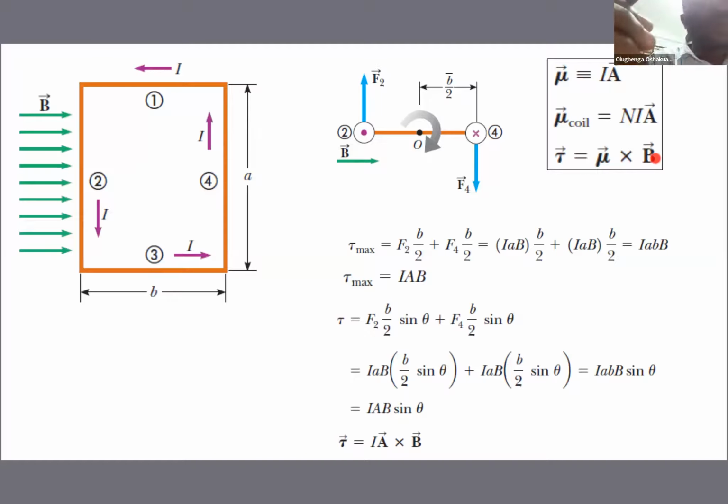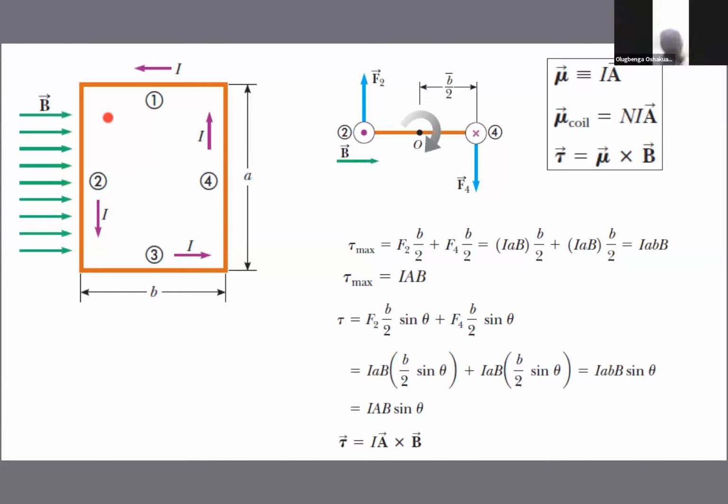So we should experience a large magnetic force in parts like 2 and 4, where the current is perpendicular to the magnetic field B. We should experience a large magnetic force there. But in part 1, the direction of current is the same as the direction of the magnetic field.